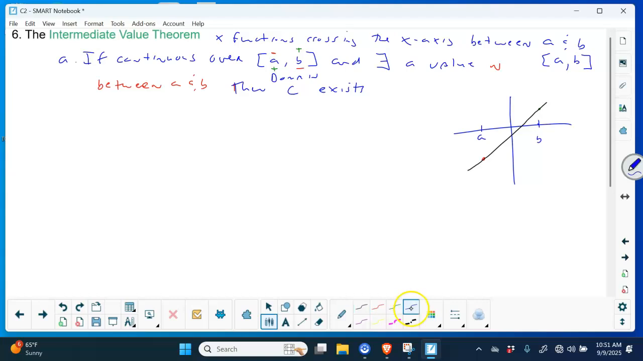Let me try to make it easy for you with an example. Let's suppose we have a polynomial p of x, and it equals negative 4x cubed plus 3x squared plus 5x minus 3. What we want to do is find the relative extrema. So we need to deal with the scenario here, right?